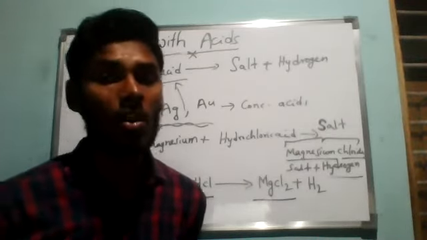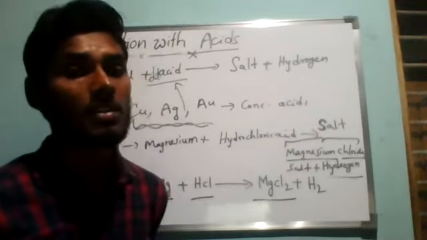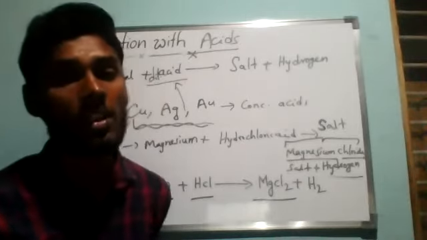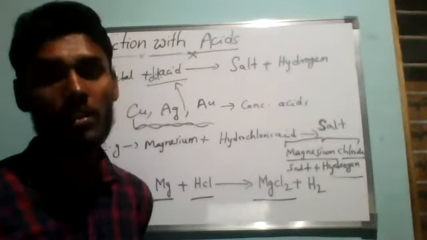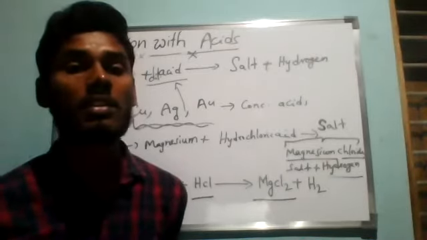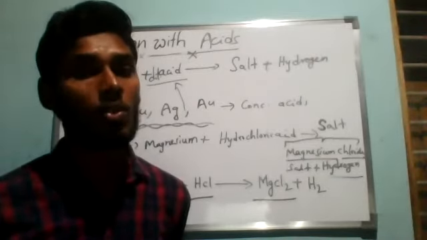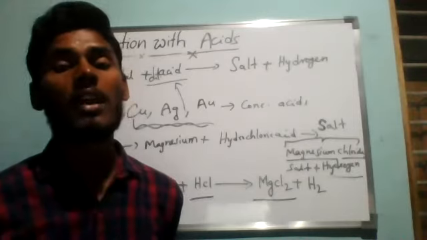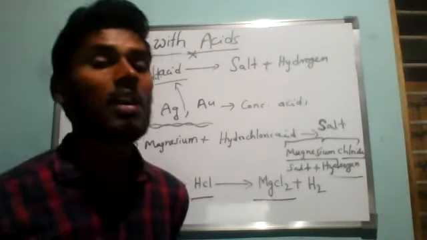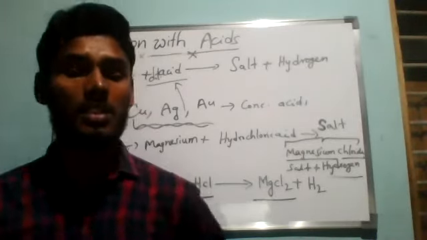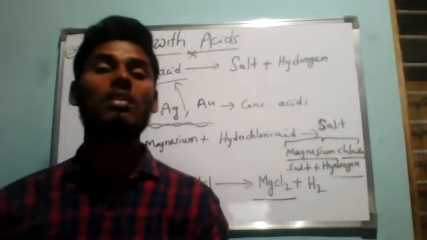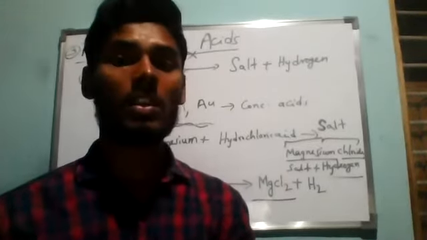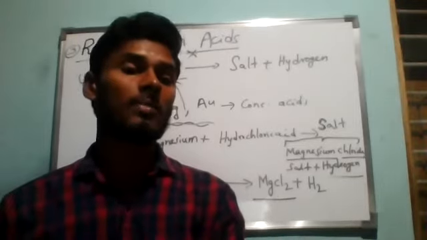The less reactive metals like copper, silver, gold do not react with diluted acids like dilute hydrochloric acid or dilute sulfuric acid, but they will react with the concentrated acids. Remember that with the diluted acids, these less reactive metals cannot produce hydrogen gas at all.